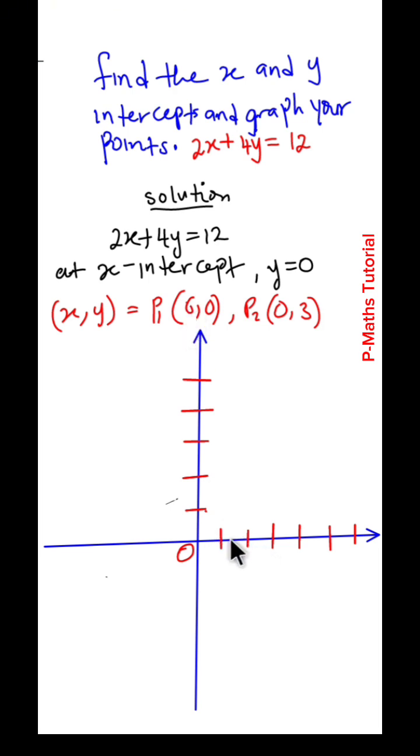So we count 1, 2, 3, 4, 5, 6. Make an asterisk or a dot on the line. Then for the second point, x is 0, y is 3. So it's going to be on the y axis since x is 0. So this is here. This is 1, 2, 3. Then join it with a straight line. Okay, so this is the graph of this equation.